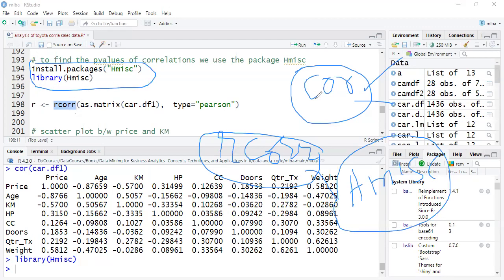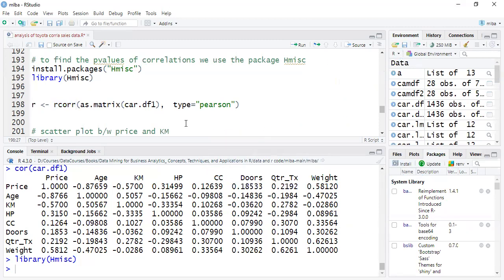What is the difference between the output of these two commands? cor will represent only the correlations, but rcorr will represent the correlations along with their p-values. So I will show you the output of the new command. as.matrix(car.df1), rcorr. as.matrix is a conversion. The data frame is converted into a matrix.